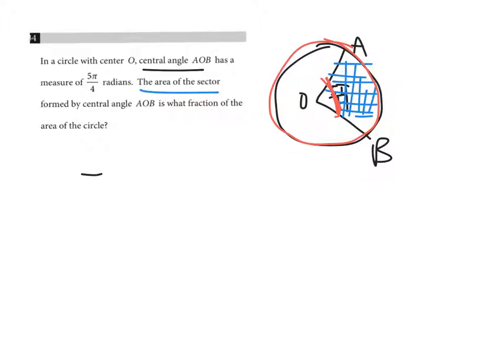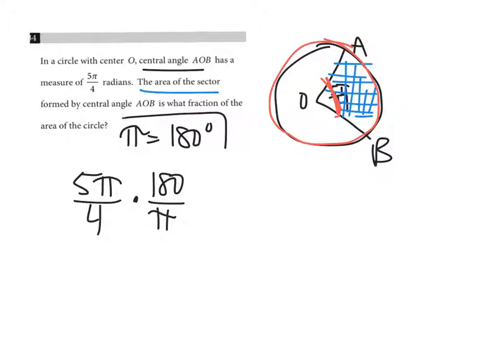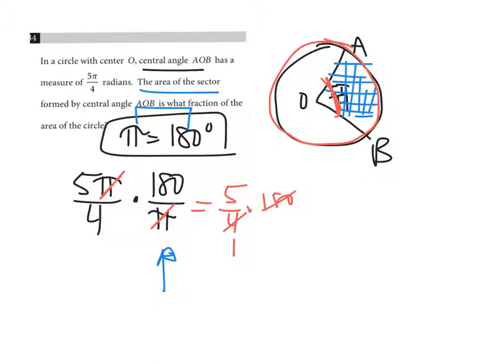Well, here I know the central angle is 5 pi over 4 radians. And the way you convert radians to degrees is you multiply it by 180 over pi. All these questions with radians can be solved by remembering that pi radians is equal to 180 degrees. So by multiplying by 180 over pi, you're basically multiplying by the same thing over itself, which is just 1. So here, the pi's are going to cancel, and I'm going to have 5/4 times 180, or 4 goes into 180 45 times, and 5 times 45 gives you 225 degrees.